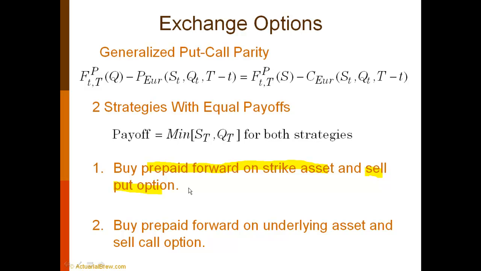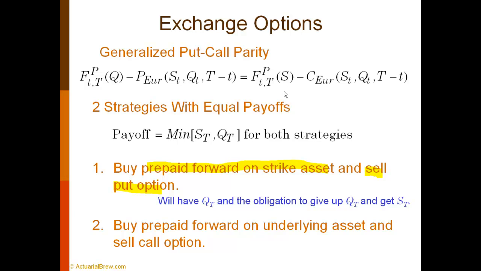So as a result of this strategy, we're going to have the strike asset because we purchased the prepaid forward of the strike, and also we have the obligation to give up the strike asset if desired by the owner of the put option and to accept the underlying asset. And of course that's only going to happen if the strike asset has a greater value than the underlying asset, and so we're going to wind up with the minimum of the two values.